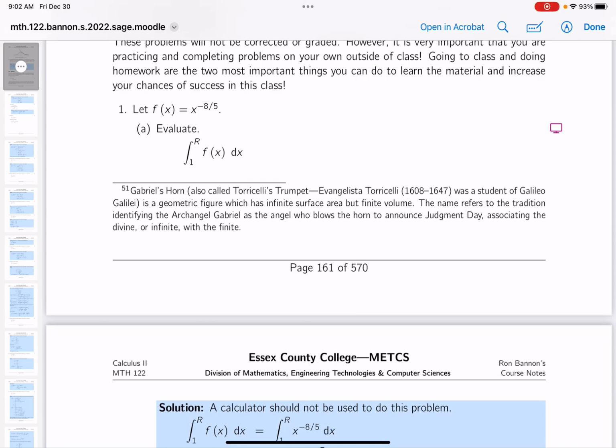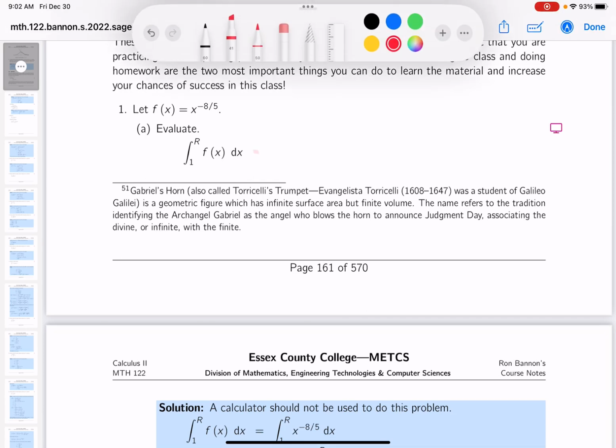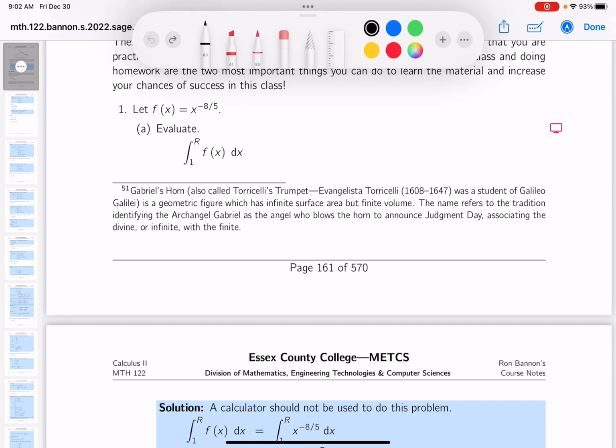Okay, let's write it down. We know what f of x is, so this is going to be equal to... well, we're going to take the antiderivative, so that's going to be x. So you're going to add 1 to that, so that's minus 3/5. And divide through by minus 3/5, or multiply by minus 5/3. And then you're going to evaluate that from 1 to r.